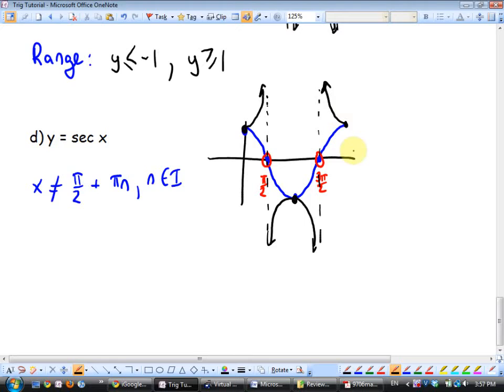So I can tell you the range. Oh, conveniently, same range as cosecant. Y less than or equal to negative 1, comma, y greater than or equal to 1.